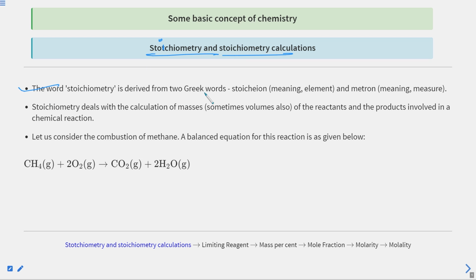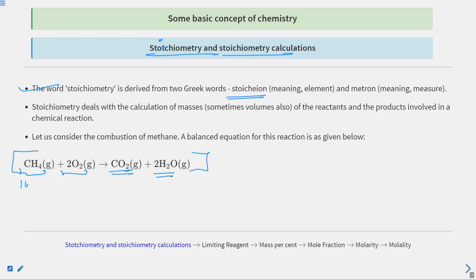The word stoichiometry is derived from two Greek words, stoichion meaning elements and metron meaning measure. As I discussed already, this is the combustion of methane reaction and this is the balanced equation. In this equation, 1 mole of CH4 is reacting with 2 moles of O2 and producing 1 mole of CO2 and 2 moles of H2O. Also, in terms of molecules, 1 molecule of CH4 is reacting with 2 molecules of O2 and producing 1 molecule of CO2 and 2 molecules of H2O.